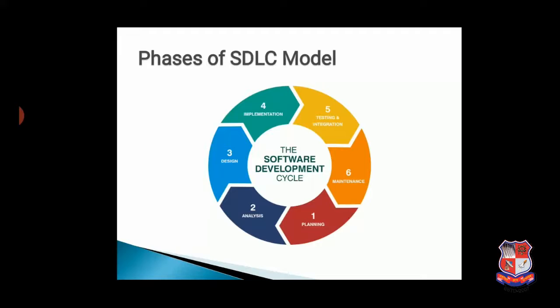There are 6 phases over here. First is planning, second is analysis, third is design, fourth is implementation, fifth is testing, and sixth is maintenance. So guys, these are the 6 phases required by the SDLC model. Now the detail about them one by one. So first one is planning. What is planning over here?